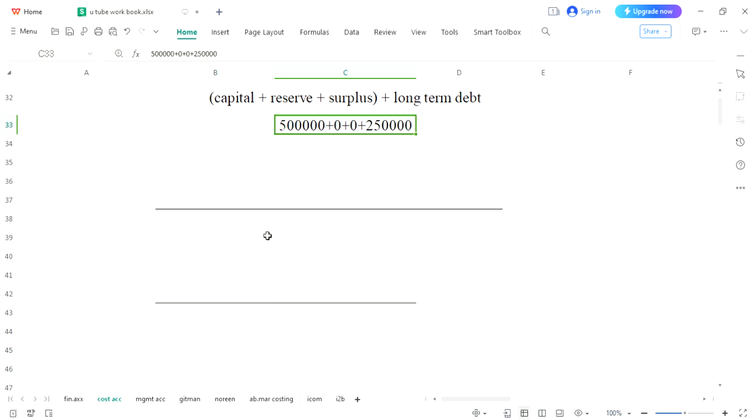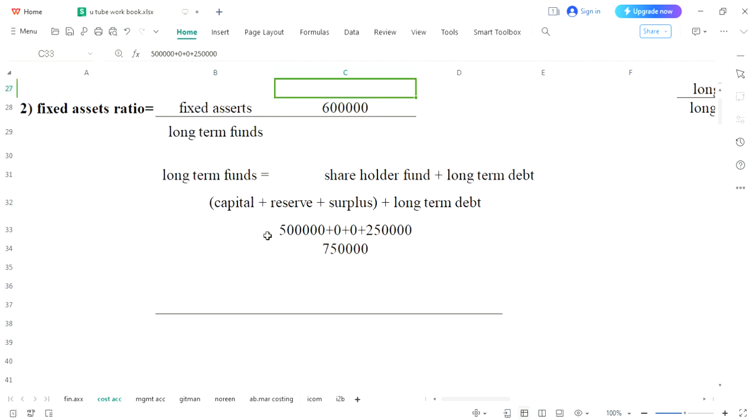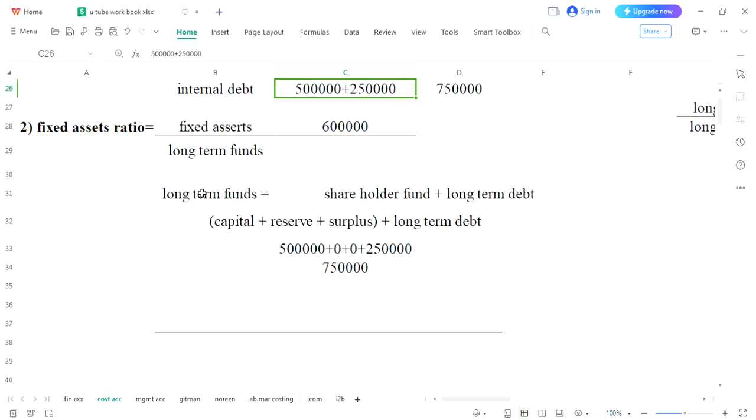So guys, in this way we are now able to calculate our long-term funds. So 750,000 long-term funds has been calculated. We were calculating fixed asset ratio. For that we need fixed asset divided by long-term funds. And by applying this formula we have calculated 7,50,000. This is our long-term funds.